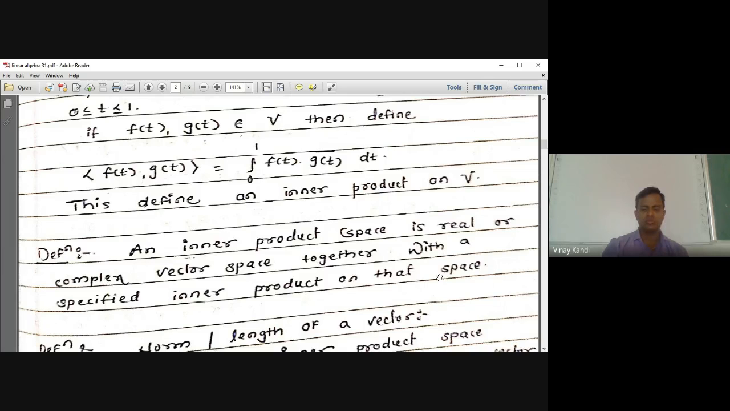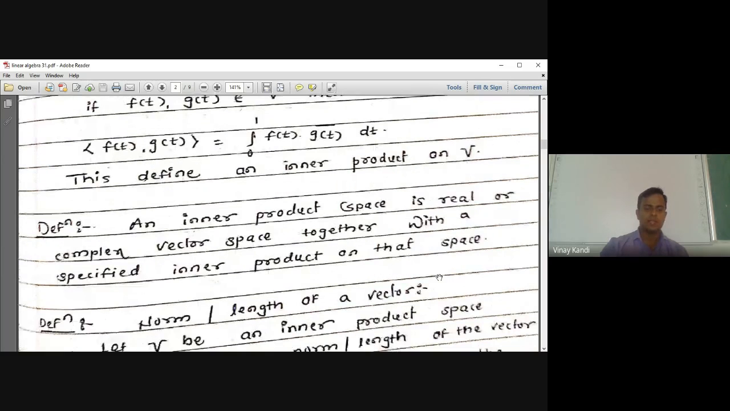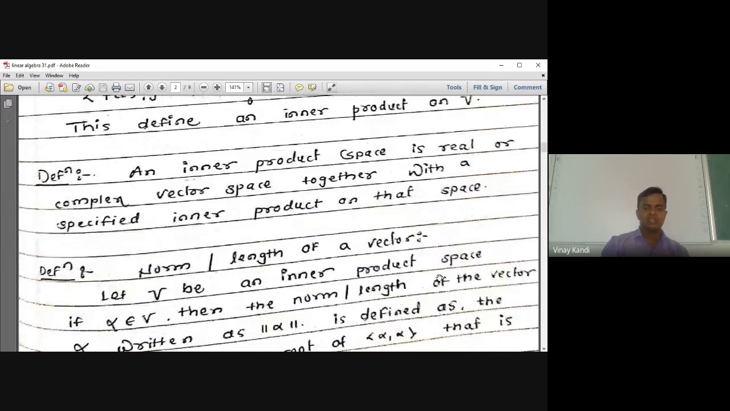So the next definition is the norm or length of a vector.